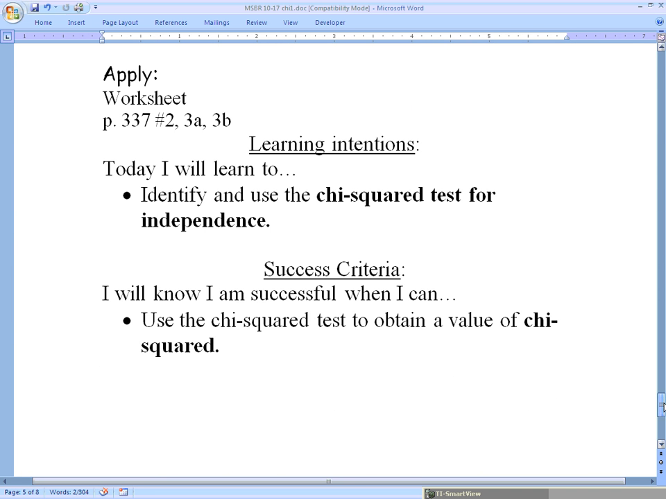Skipping ahead. On page 337, number 2, 3a, and 3b, you might want to take a look at those, see if you can find some chi-squared values. Next class, we'll have a worksheet after our test on correlation, and we will see you next time.